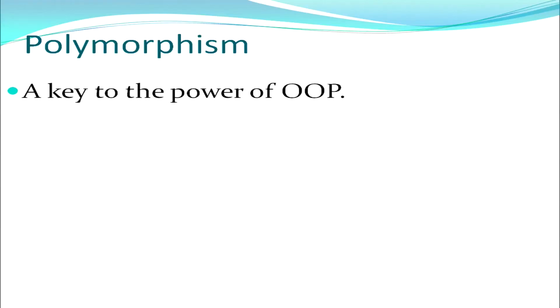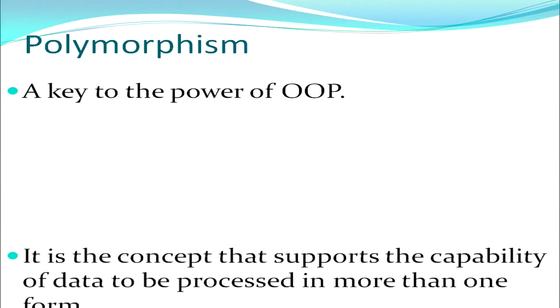So, this is how the inheritance hierarchy works. You will be learning about inheritance in the further chapters, where this concept will be much more clear to you. Then we move on to the next concept, that is polymorphism. Polymorphism is again a very powerful tool of object oriented programming.